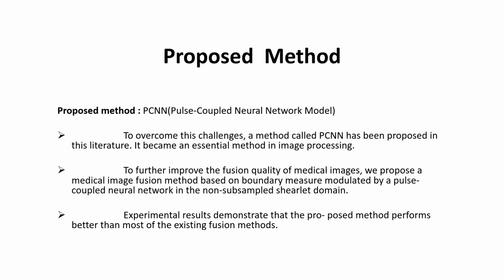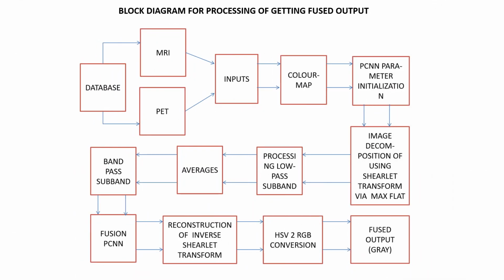Next, coming to the block diagram for getting proper fused output. Here, from the database, the MRI and PET scan images are considered as the input medical images for the purpose of image fusion, imported from the medical image database as shown in the figure. These two images are of two different imaging modalities. Here, the MRI image is considered as the first input image and the other one is the PET image for the processing.